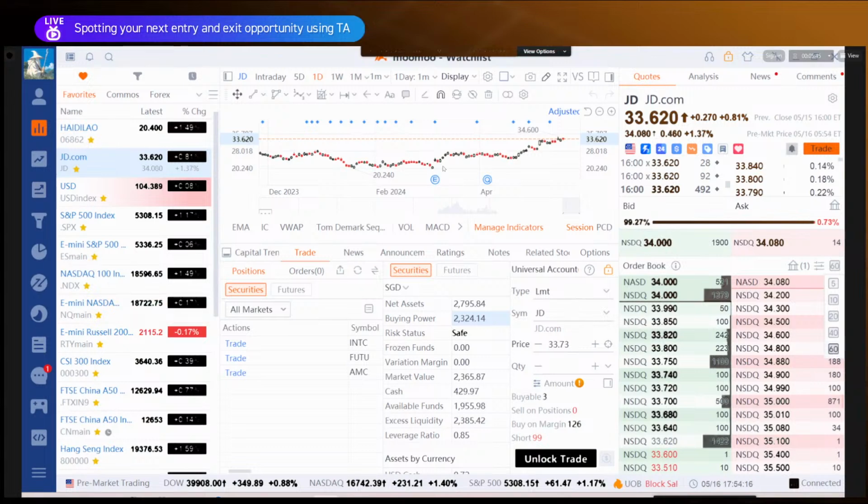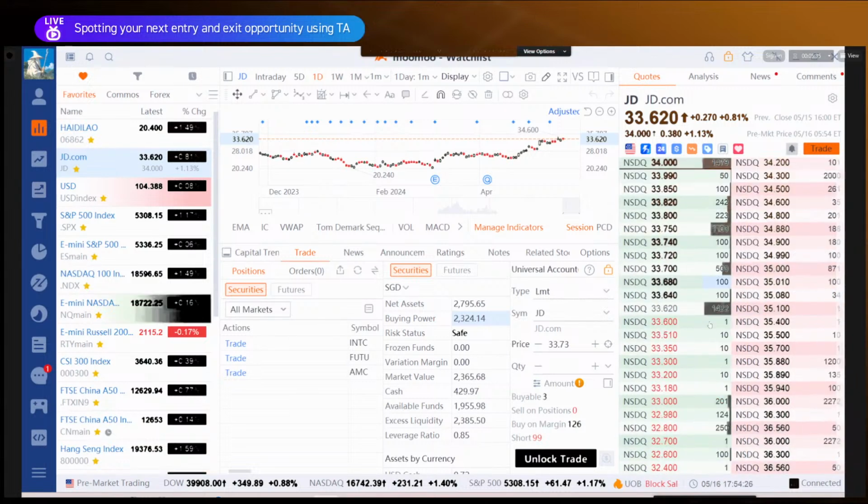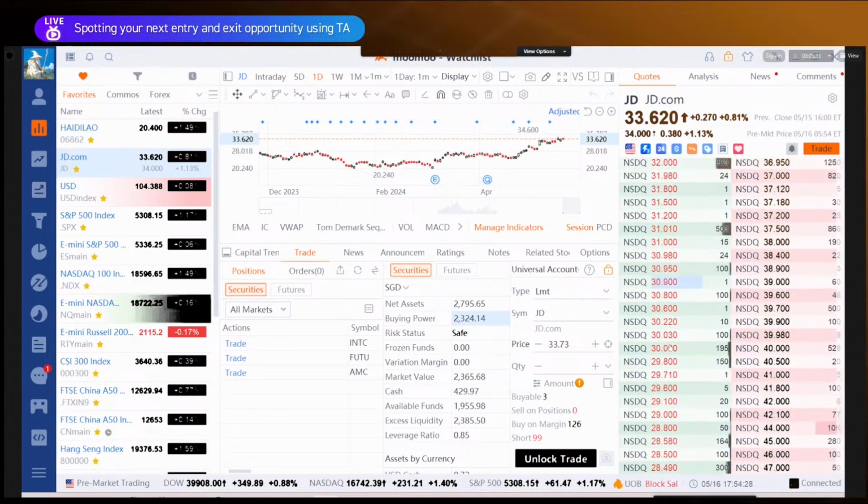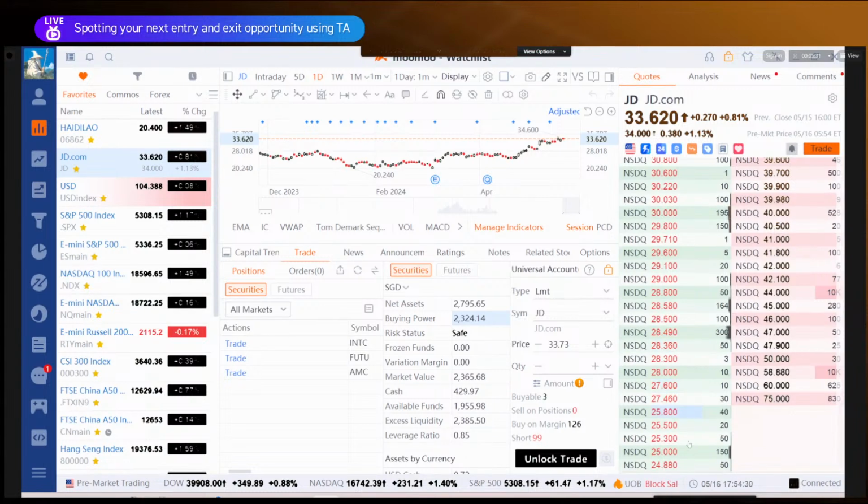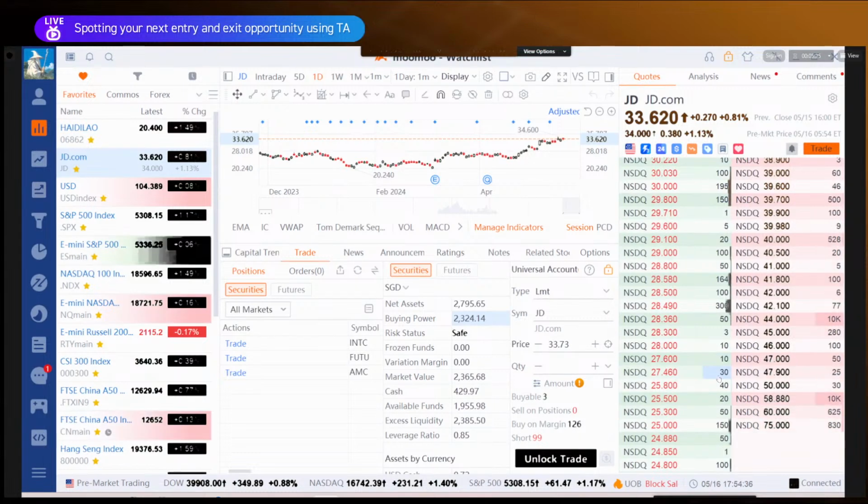Because JD.com, as I shared in the chart earlier, I have a buy entry level at 28. If you highlight 60, you can scroll all the way down to the 28 price level. You can see that at the 28 level, we only have an order for 10 shares. That's not too bad. You know that it's not an overcrowded space. Coupled with TA, you know that that is also the neckline of the inverse head and shoulders.